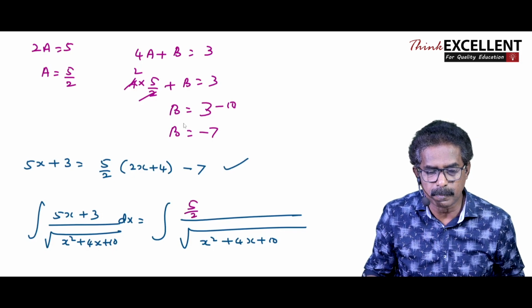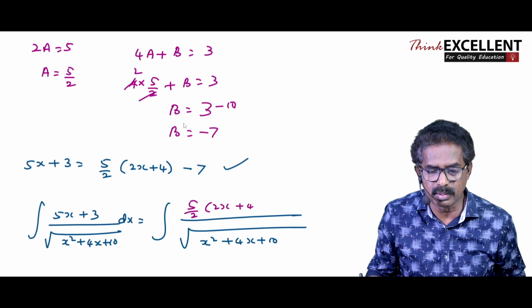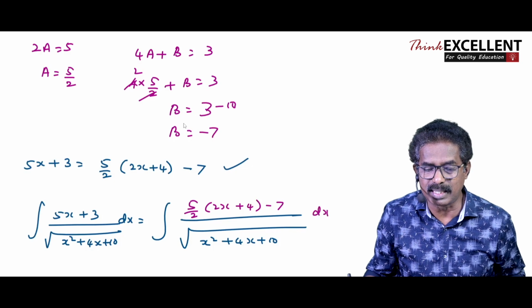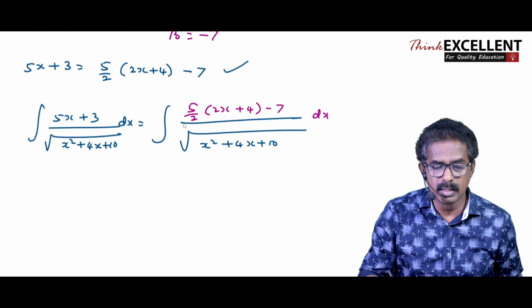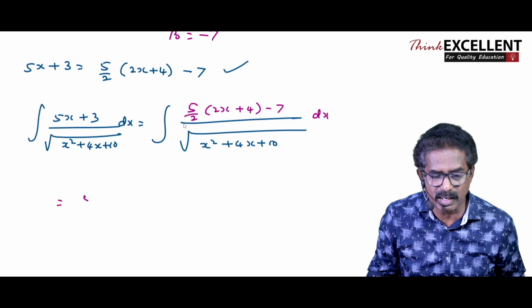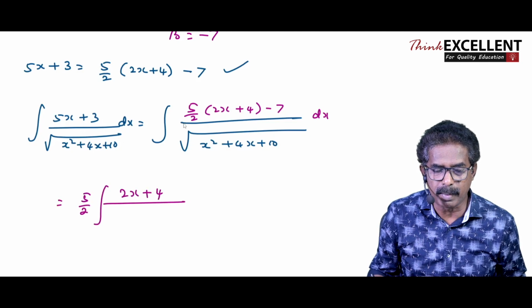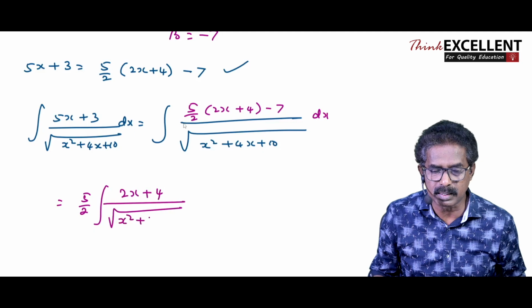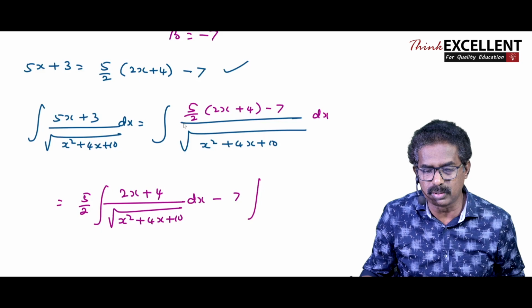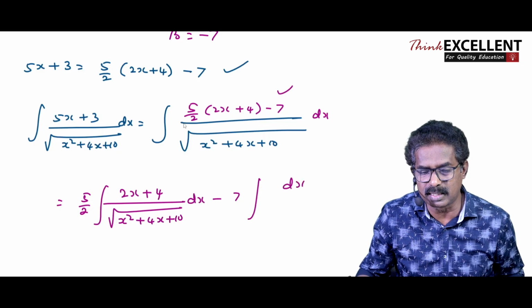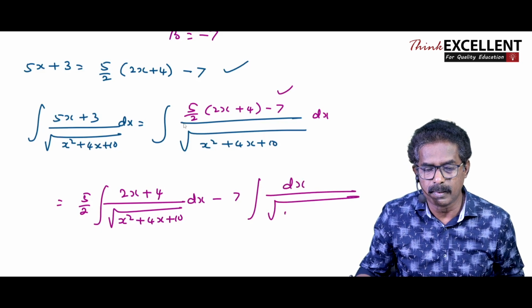5 by 2 into 2x plus 4 minus 7 of dx. Now we split into 2. இது ரெண்டா எப்படி ஸ்ப்ளிட் பண்ணுவீங்க? ஃபர்ஸ்ட்ல 5 by 2 கான்ஸ்டன்ட், இன்டெக்ரல் 2x plus 4 by root of x square plus 4x plus 10 of dx. Secondல minus 7 into integral dx by root of x square plus 4x plus 10.